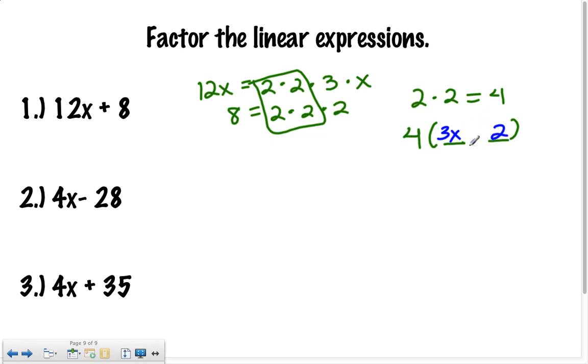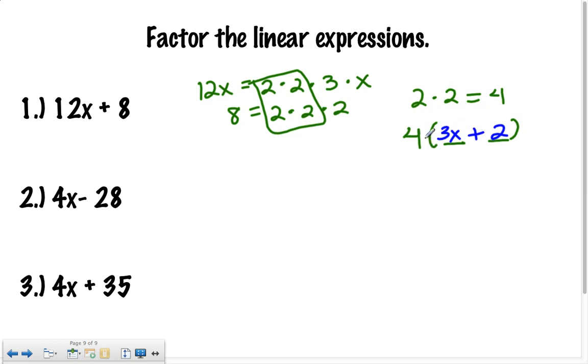Now your decision in the middle is going to be based on what you have over here. So whether or not you put a plus or a minus sign is based on how this answer is in the beginning for the question. So because this is a positive 8, when you're doing distributive property, 4 times what kind of 2 would give us a positive 8? Well, a positive 2 would give us a positive 8.